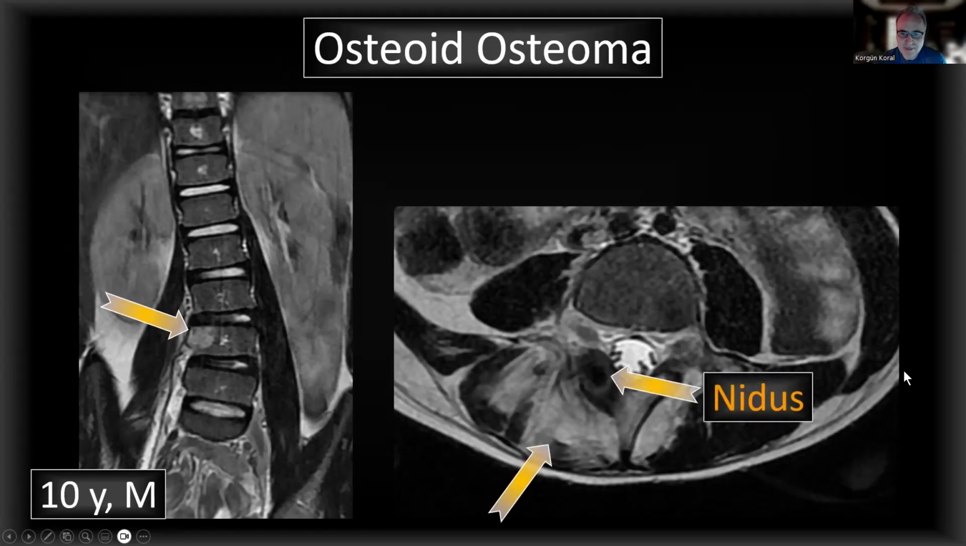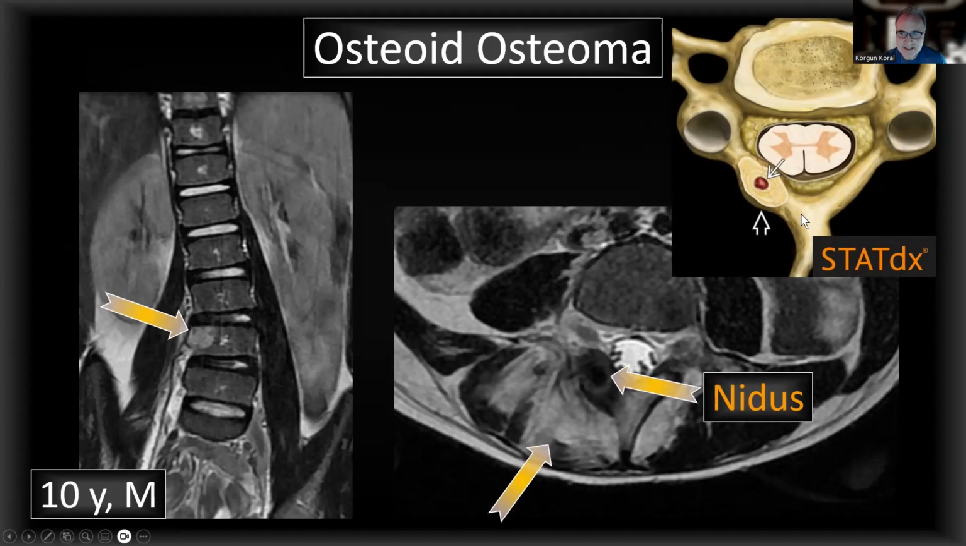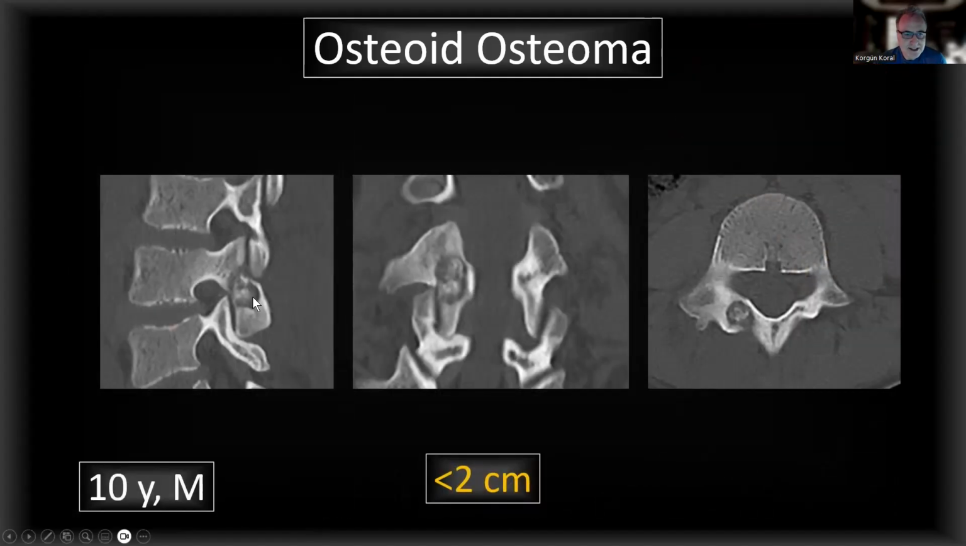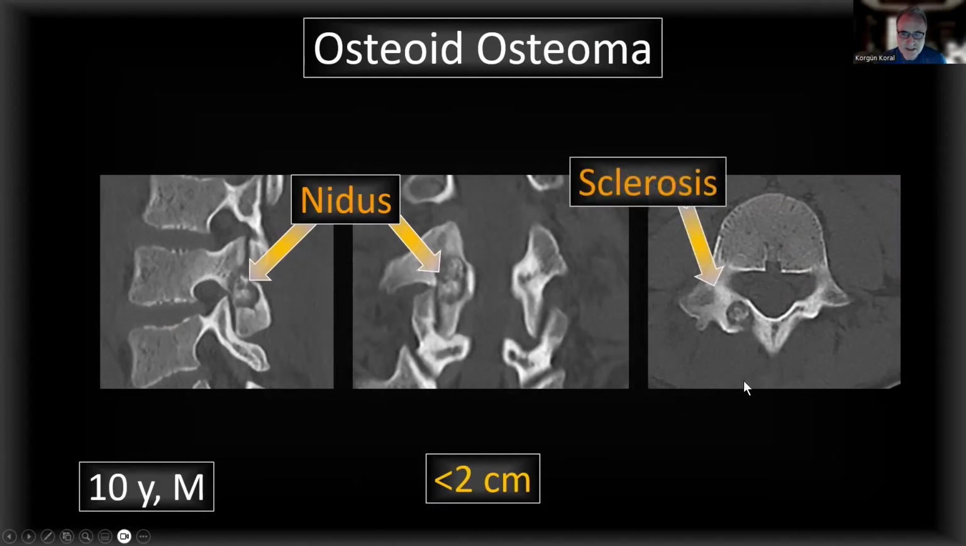And the nidus will be dark on T2, corresponding to this StatDx drawing. There will be sclerosis usually about the nidus or the involved posterior element. The same child's CT shows the sclerotic nidus surrounded by a region of hypodensity, in sagittal, coronal, and axial images. There will usually be some sclerosis of the adjacent posterior arch or sometimes the vertebral body, as in this case. And these are responsive to either surgical resection or sometimes radiofrequency ablation.